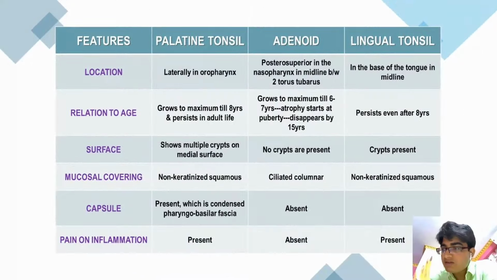Now a very important topic: the differences between the palatine tonsil, adenoid, and the lingual tonsil. That is, firstly, the location. Palatine tonsils are located laterally in the oropharynx. Adenoid, obviously you know very well, is located in the posterosuperior nasopharynx, in the midline, at the junction of the roof and the posterior wall of the nasopharynx.